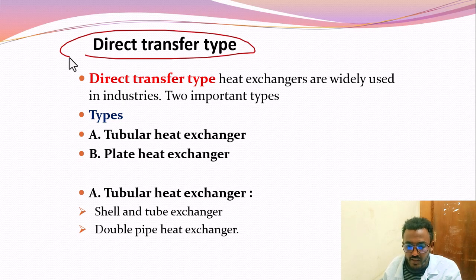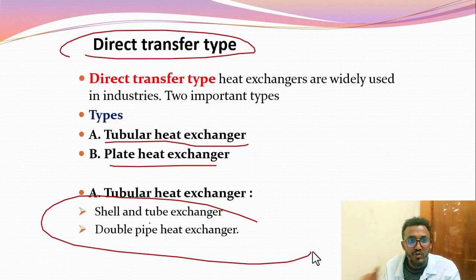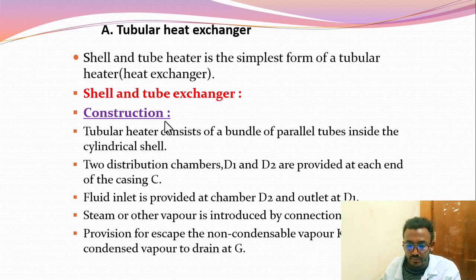So let's see the direct transfer types. We have different types. The first one is the tubular heat exchanger, and we have the plate heat exchanger. In tubular heat exchangers, we have two kinds, and we will try to cover them on the next slide. So let's start with the tubular heat exchanger.